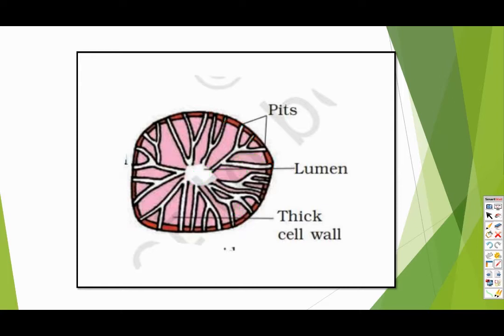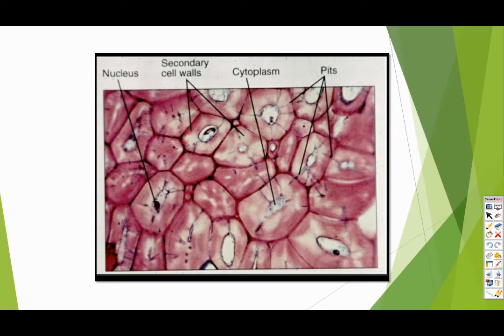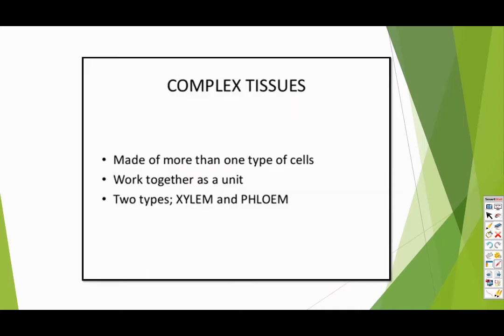Next, moving ahead, complex tissues. Okay, now what is it? It is made up of more than one type of cell. Permanent tissues were made up of a single type of cell. Complex tissues are made up of more than one type of cell. Examples are xylem and phloem. Now we will study each one in detail.